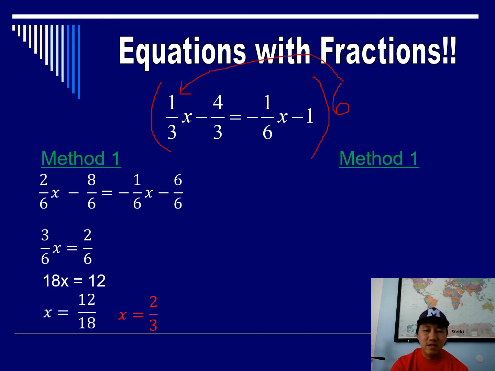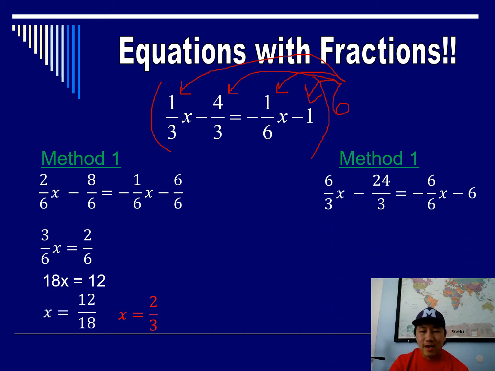Distributing that in, you have 6 over 3, minus 24 over 3. And then negative 1 times 6 is negative 6. And don't forget to multiply that 1 as well. And that's what we have: 6 over 3x minus 24 over 3 is negative 6 over 6x minus 6.